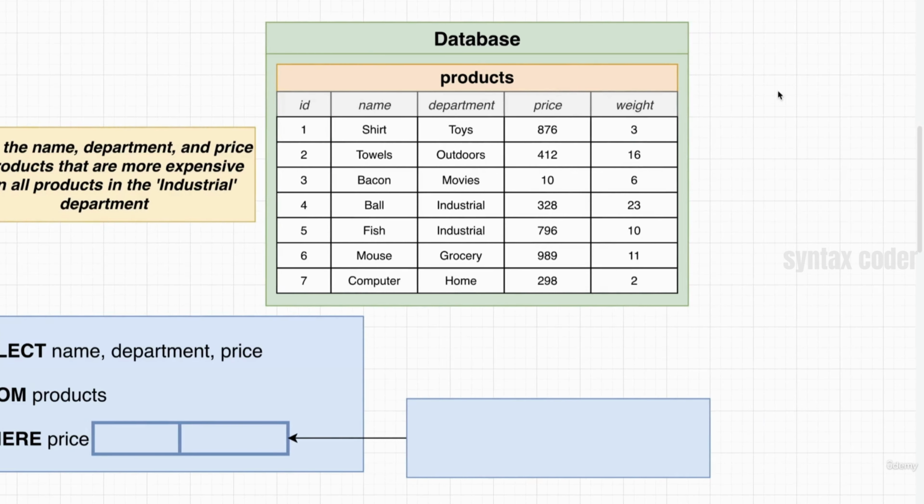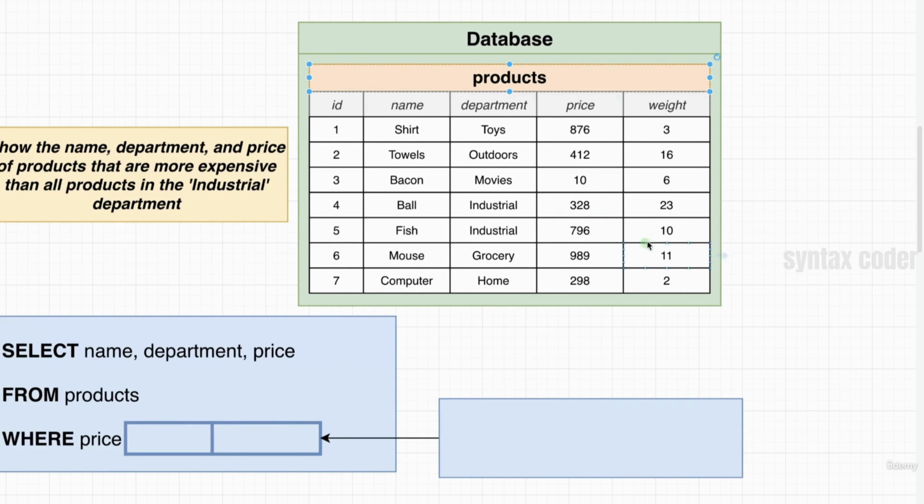Let's first get started by walking through a solution with this little sample data set right here. So we would first want to find all the products in the industrial department. It looks like that's just 4 and 5 right here. They are both inside of industrial.